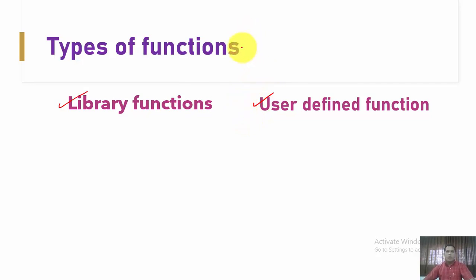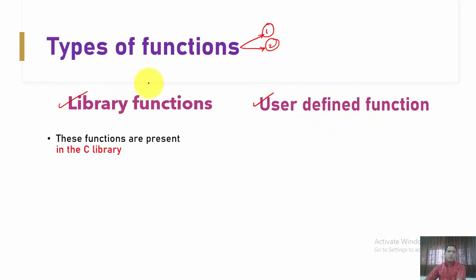In short, the functions that we are going to use in the C programming language are divided into two types, out of which the first is called a library function and the second one is called a user defined function. So what is a library function? These functions are present in the C library. When we install any compiler, these are present in this C library. They are predefined, meaning their definition is already mentioned.